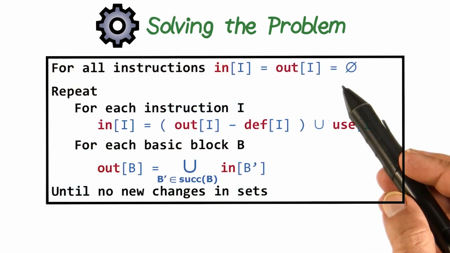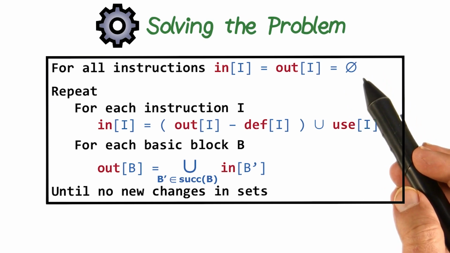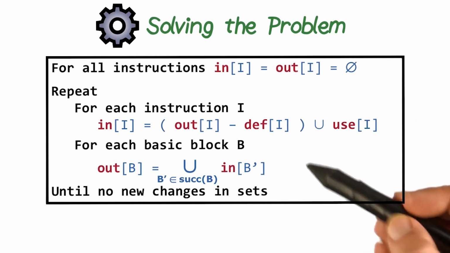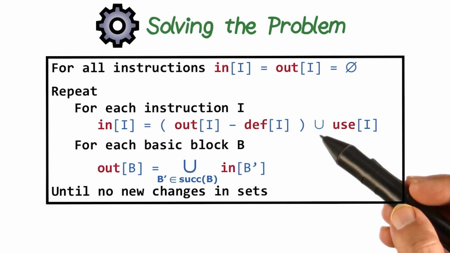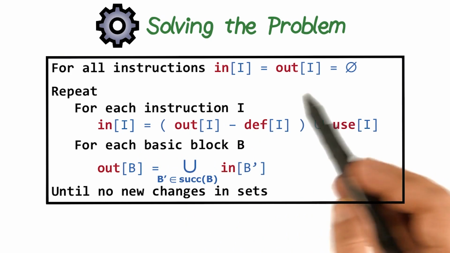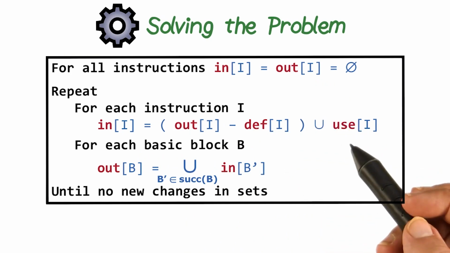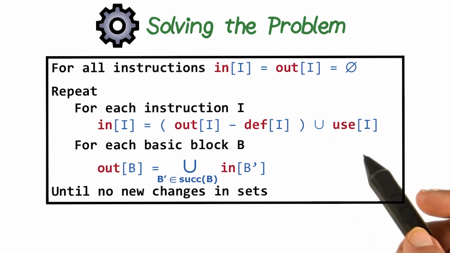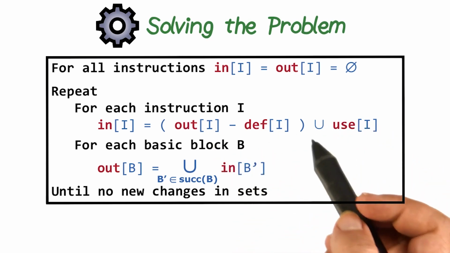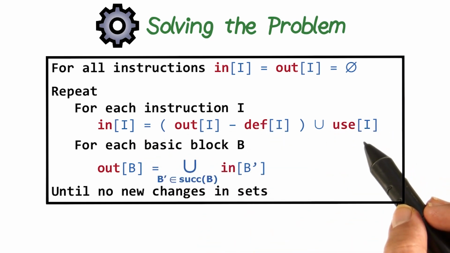So here is what we do as an algorithm. For all the instructions, we define their in and out sets as phi, empty. Then for each instruction I, we are going to find its in set by using the current out set, subtracting the things which are defined in the instruction, and then adding the use set to it. As you can see, because the out set is phi initially, all the in sets for each instruction will consist of its use set.